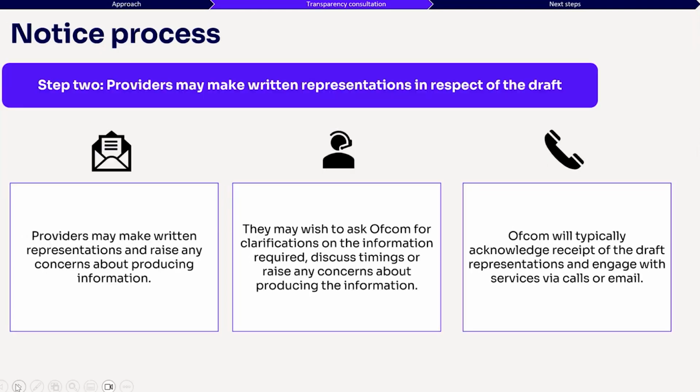Can we go to the next slide, please? So in step two, once providers have received a draft notice, they will be able to make written representations on the draft notice and raise any concerns that they might have about producing the information that we are requiring. So providers may wish to ask Ofcom for clarifications about the information, discuss timings, or raise any concerns that they may have about producing the information. We'll typically acknowledge the receipt of the draft representations and engage via calls or emails if necessary about some of the representations that they've made.